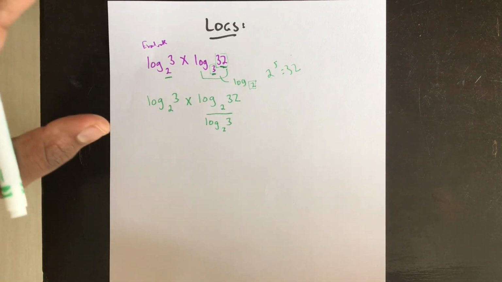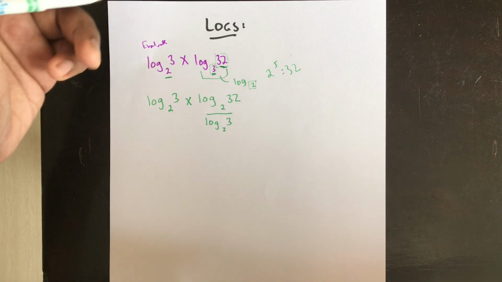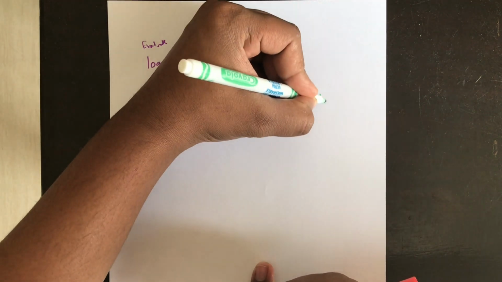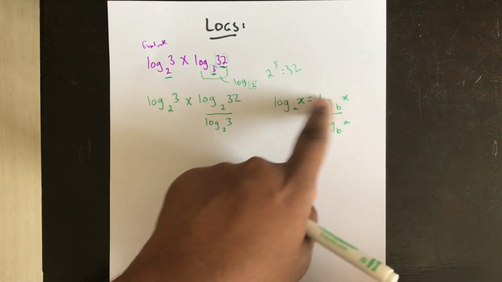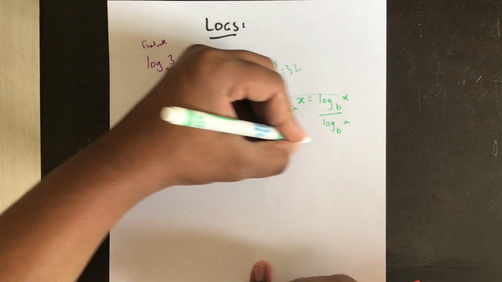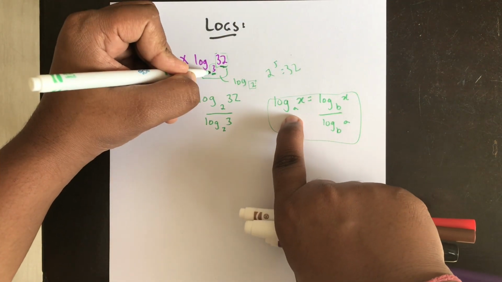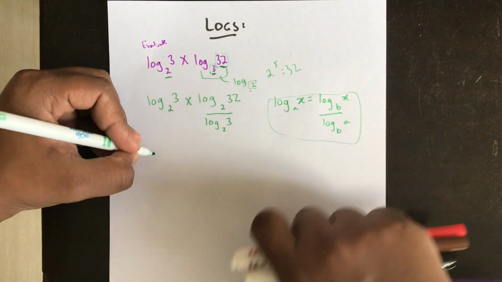In case you're a bit worried, or in case you're not really able to follow, this is how the law looks like: log base b of x equals log base b of x over log base b of a. I've just translated this formula to get this, where x is 32, a is 3 and my b is 2. So this is how I get it.